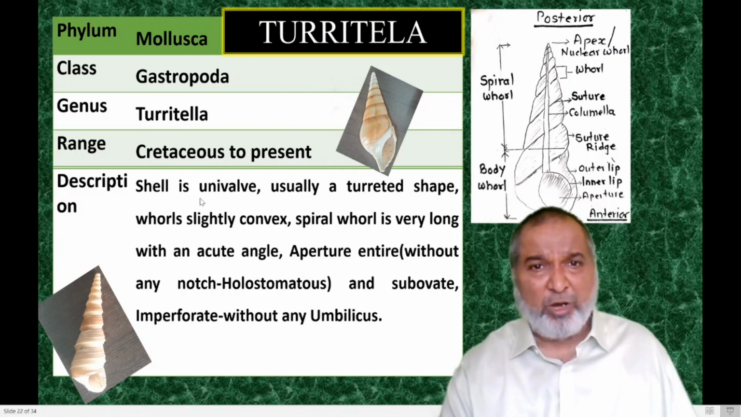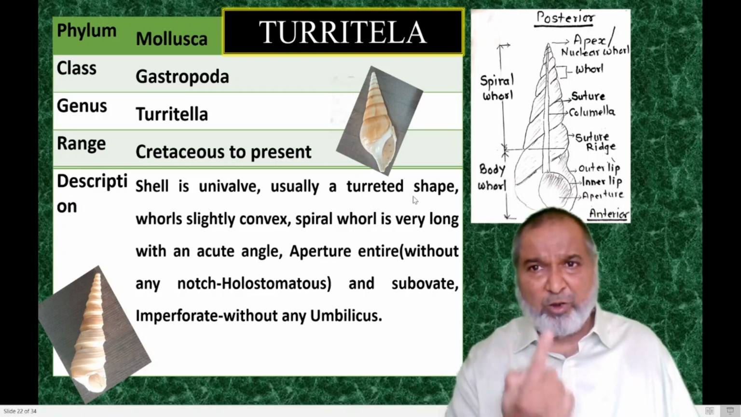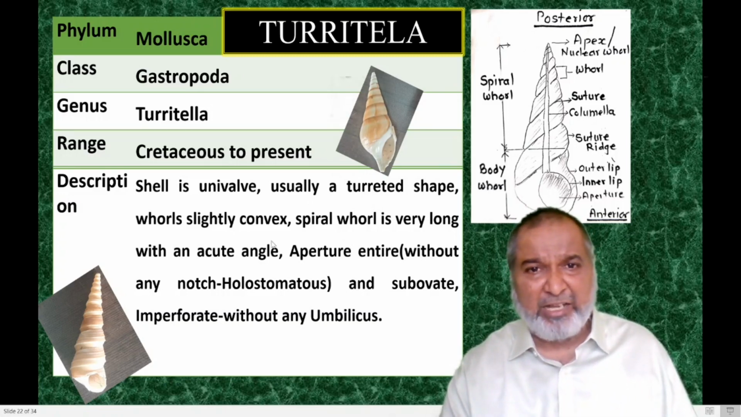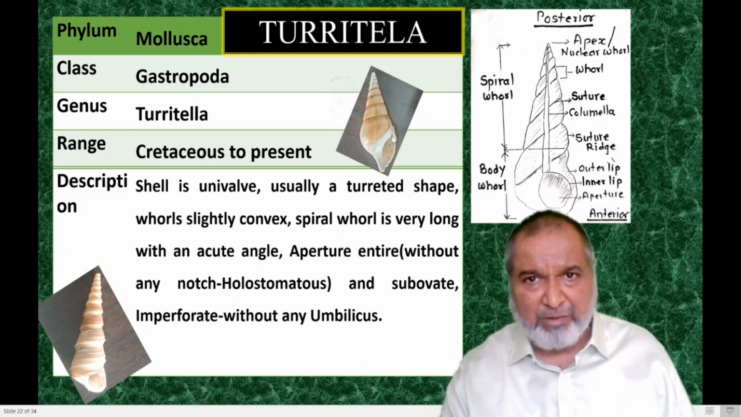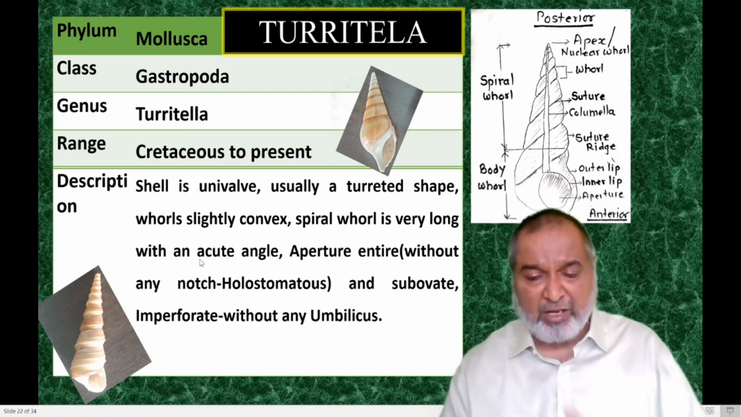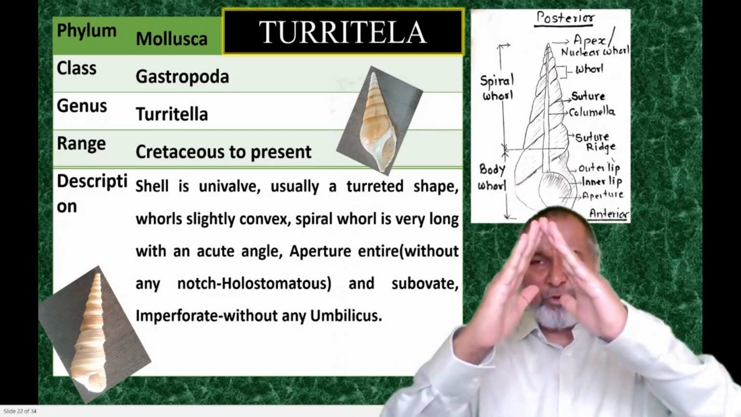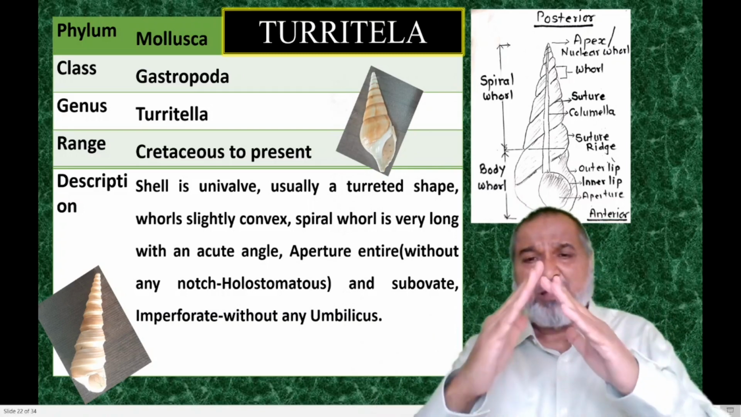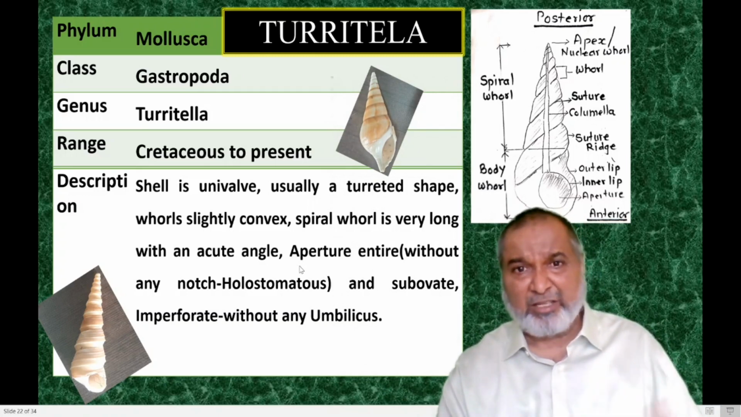What is there? The shell is univalve. It is usually turreted in shape, coiled along one axis. Turreted, wall slightly convex. The spiral wall is very long as compared to the body wall. You can see this is the body wall, and as compared to this, the spiral wall is very big. That makes an acute angle when you join the two lines from the body wall to the nuclear wall on top. We'll find the angle made is acute. That is also mentioned in the theory.